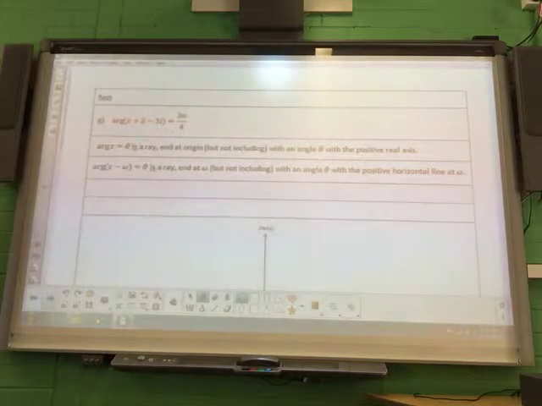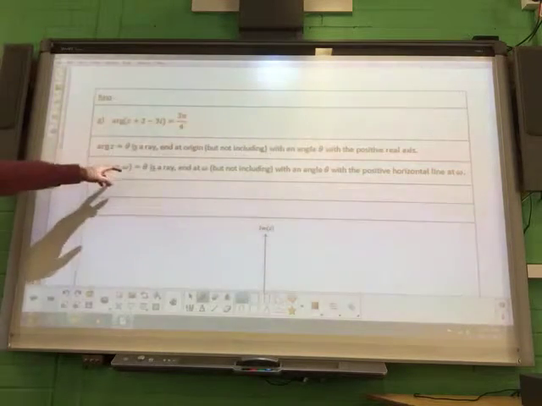Okay, so the argument of z plus 2 take away 3i is equal to 3 pi on 4. Alright, so first things first, the argument of z equals theta is a ray, the end at the origin, but it does not include the origin. I'll get to that in a moment. With an angle theta with the positive real axis. Okay, so just like we've been doing, calculating the argument.